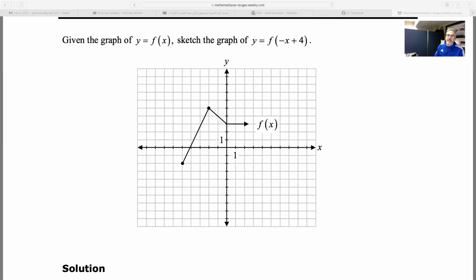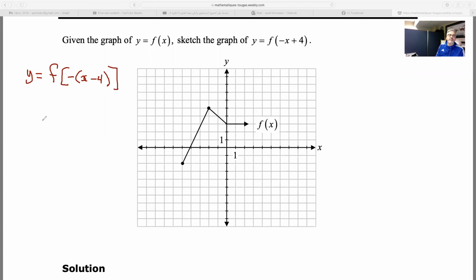So the next question is transformations. So with this question in particular, you have this function, f of x, and they want to sketch the graph of this, y equals f of brackets negative x plus 4, close the brackets. So there are transformations there. The first thing you want to do is rewrite this as y equals f brackets, take out the negative, and you're going to get x minus 4.